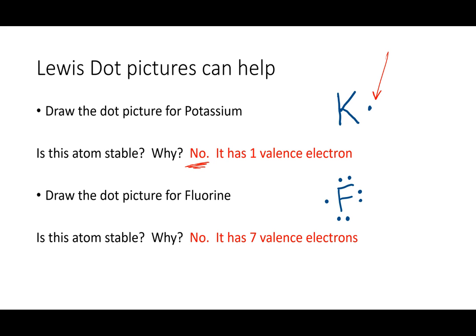Draw the dot picture for fluorine. Okay, as you can see here, fluorine is in group 17, which means that it's lacking one electron to complete its octet. So again, it is not stable because it has 7 valence electrons. And I bet you can guess what we're going to do next, right, to make both of these stable.